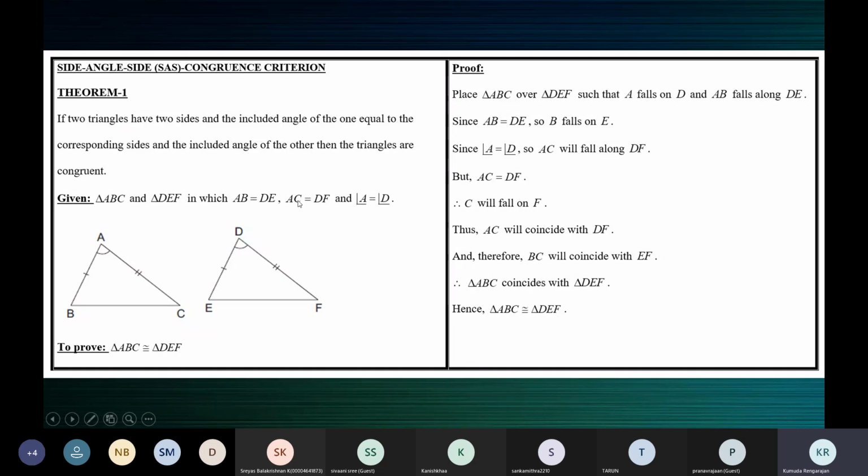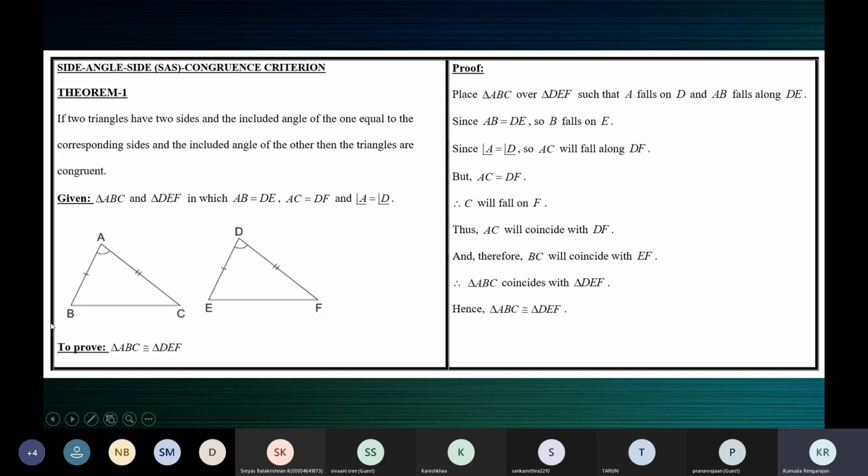But we know that AC is equal to DF. Not only is the angle equal, the length AC is also equal to DF. One thing is AC will fall along DF. Not only that, since their lengths are the same, AC is equal to DF, you will see that C falls on F. C coincides with F. Again, on this side you don't have to adjust. C will fall on F because AC is equal to DF.